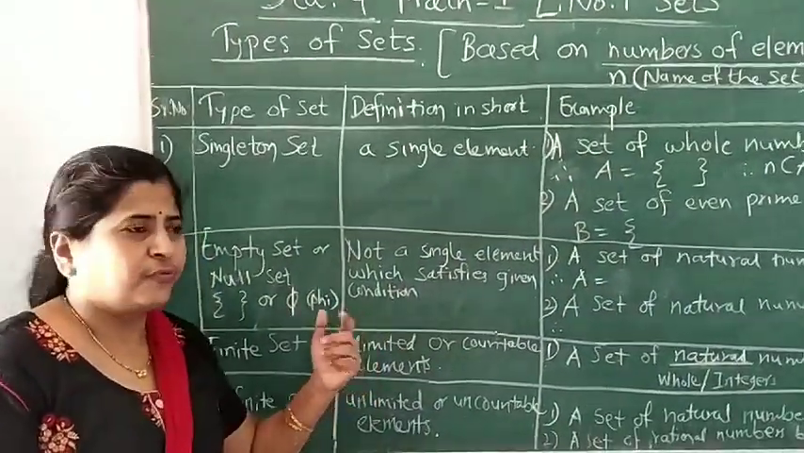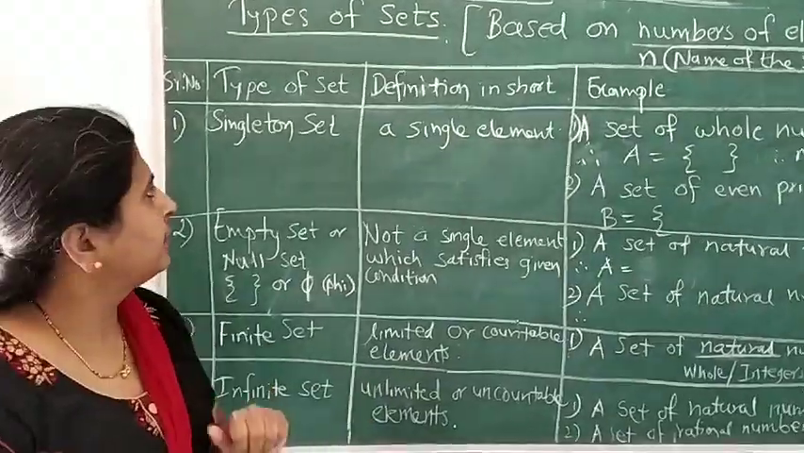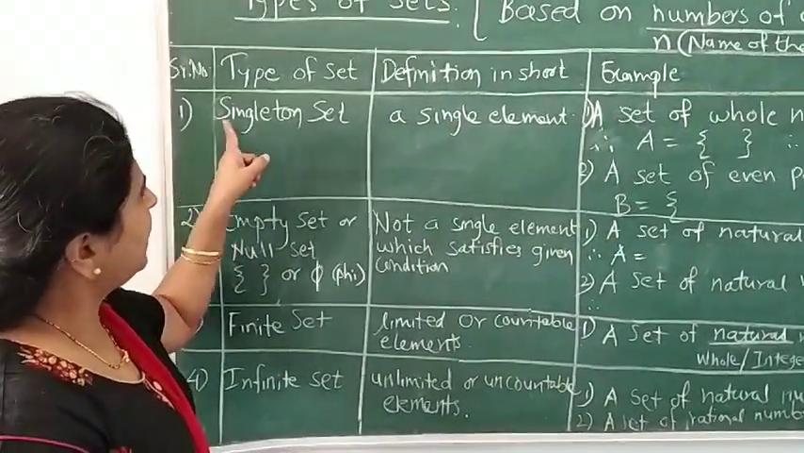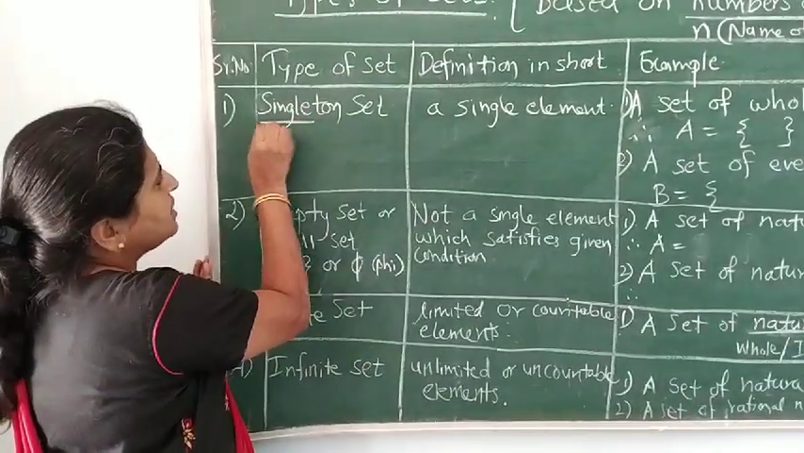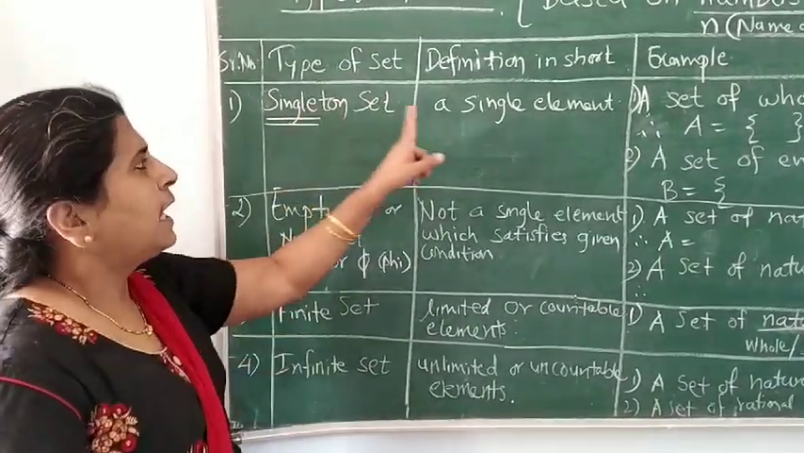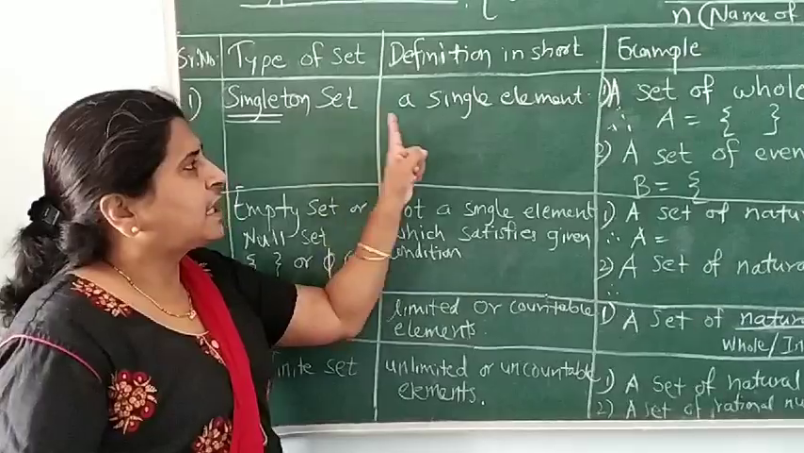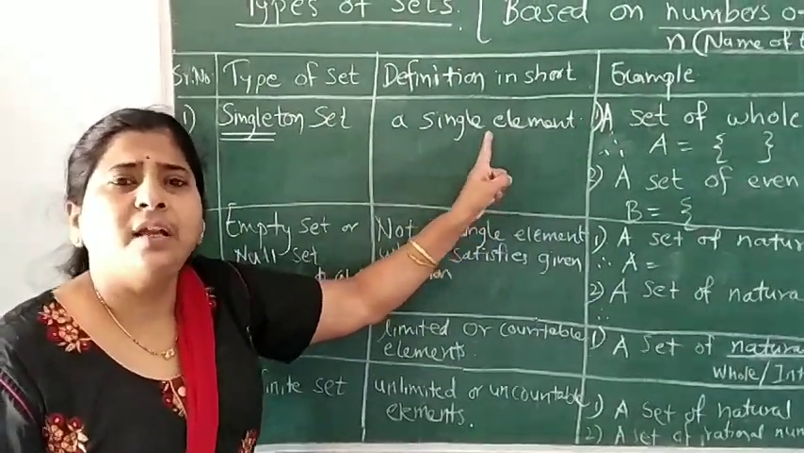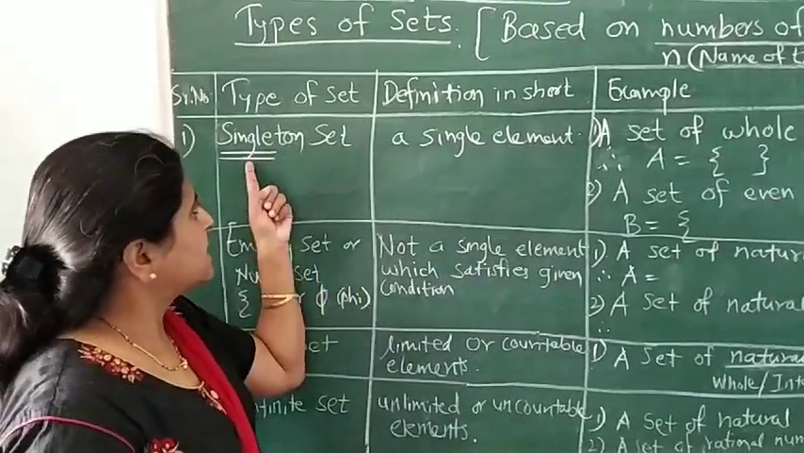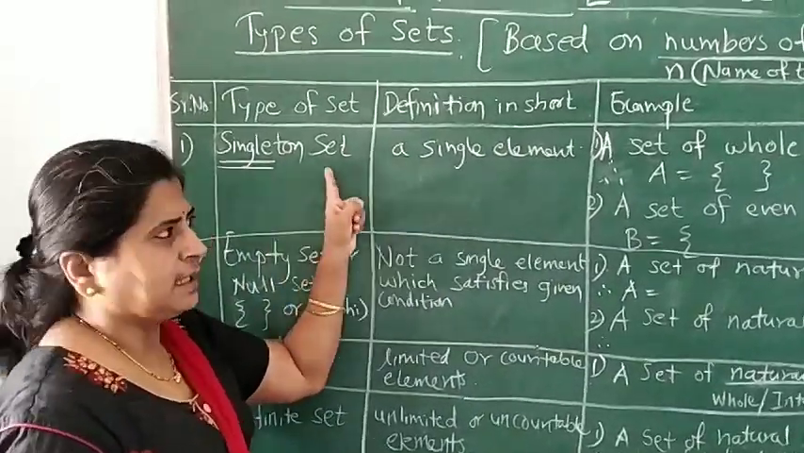Now let's see what the four types of sets are. The first type is called a singleton set. The name itself suggests that this type of set has only a single element, which of course satisfies the given condition. So a set having a single element is called a singleton set.